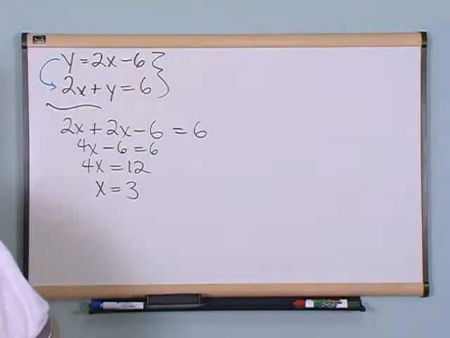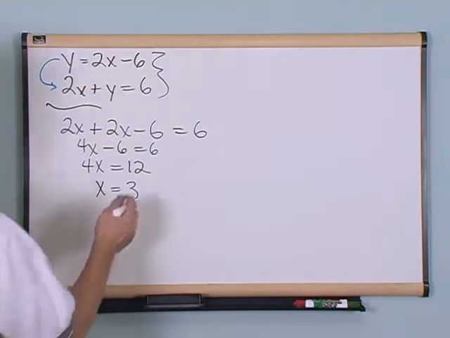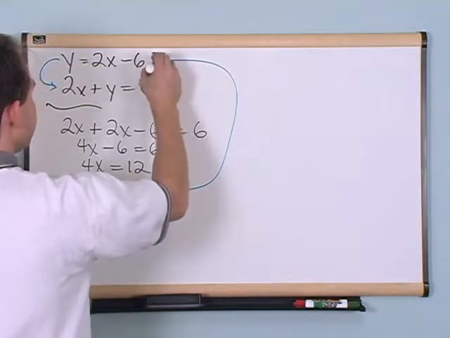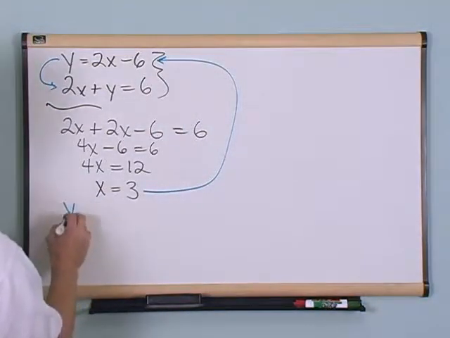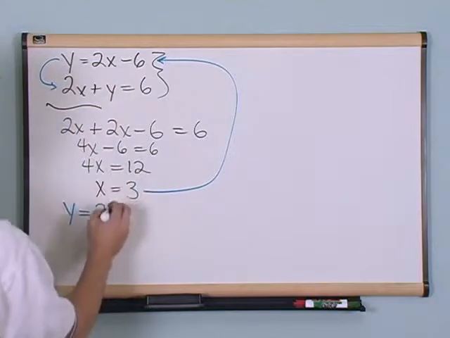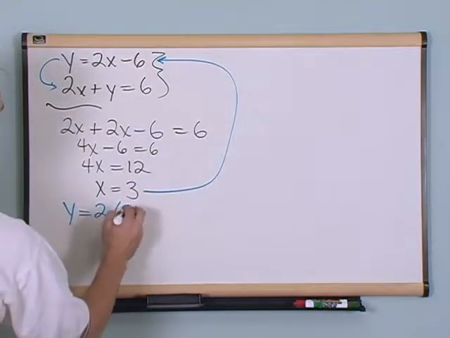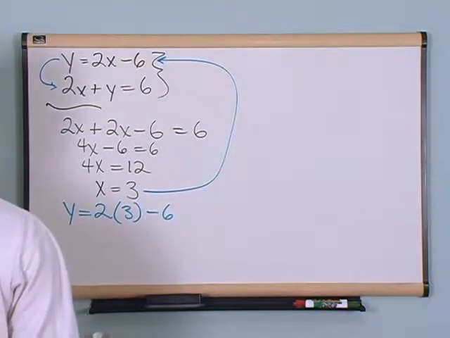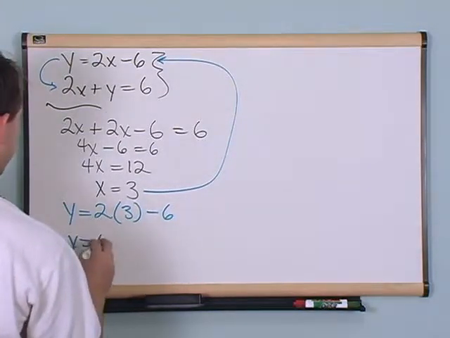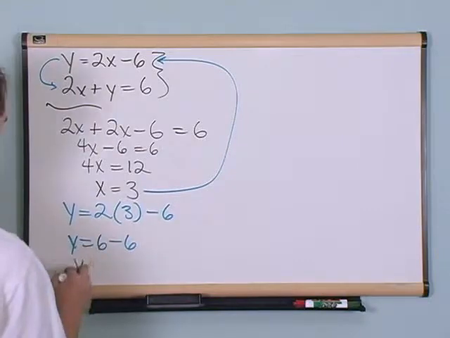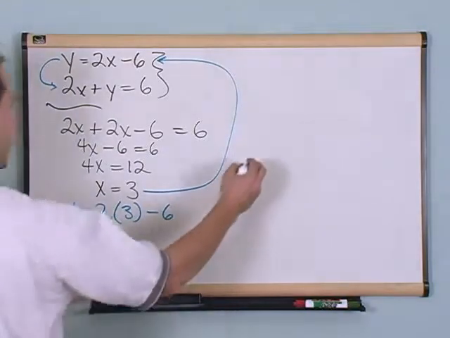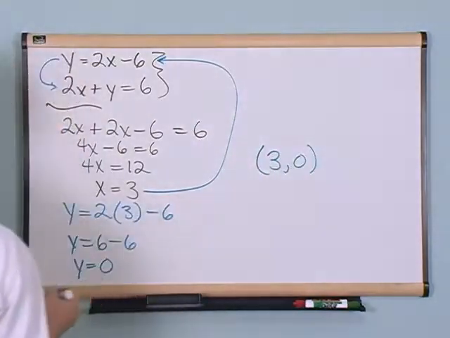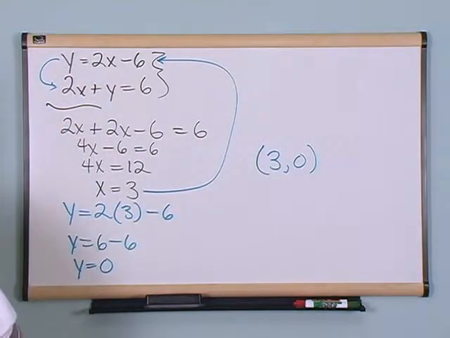Okay. Now what I'm going to do next, this is half the answer. I'm going to take this answer and plug it back into this equation. y is equal to 2 times what I've just found here, which is x is equal to 3, minus 6. So then y is equal to 6 minus 6, y is equal to 0. So the solution of this system of equations is (3, 0).